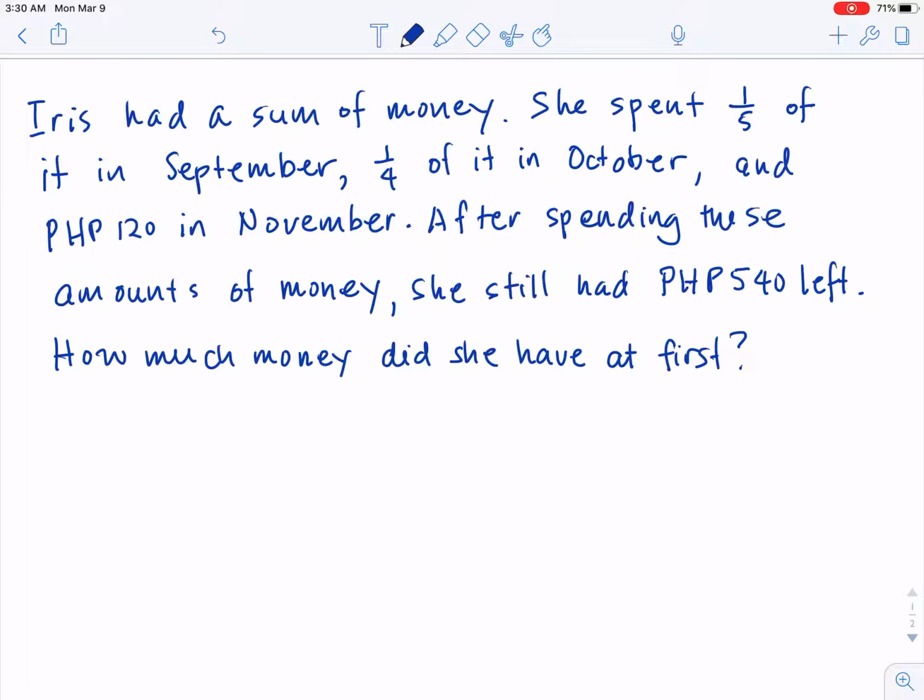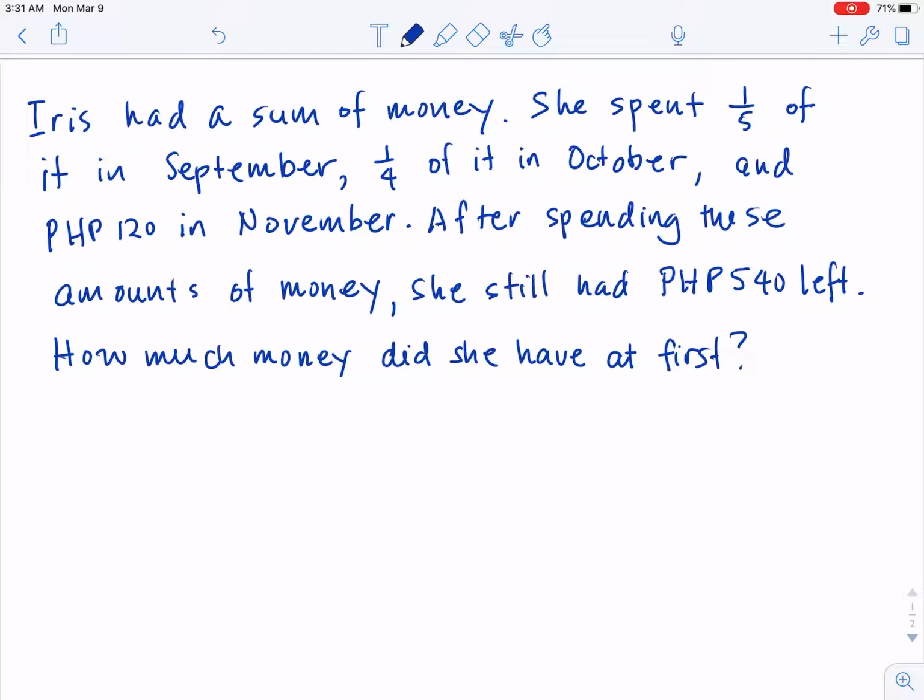Basahin muna natin. Iris had a sum of money. She spent 1/5 of it in September, 1/4 of it in October, and 120 in November. After spending these amounts of money, she still had 540 pesos left. How much money did she have at first?